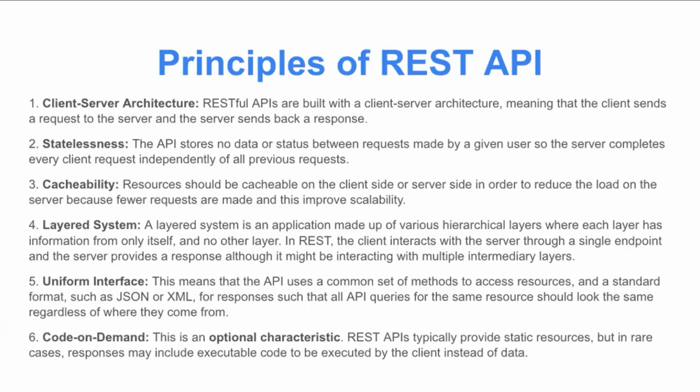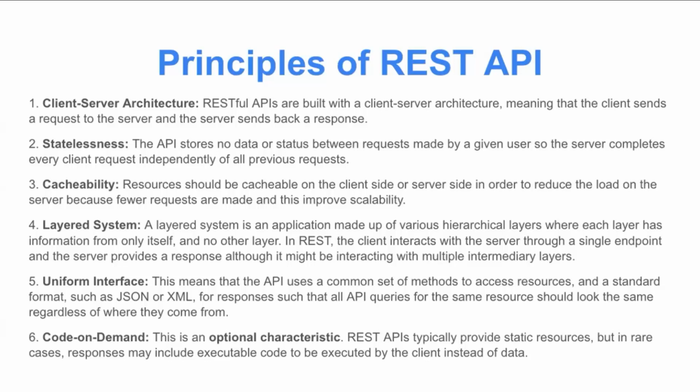There are 6 basic principles of REST APIs. The first one is the client-server architecture, which we have already briefly covered. RESTful APIs are built with a client-server architecture, which simply means that the client sends a request to the server and the server sends back a response.